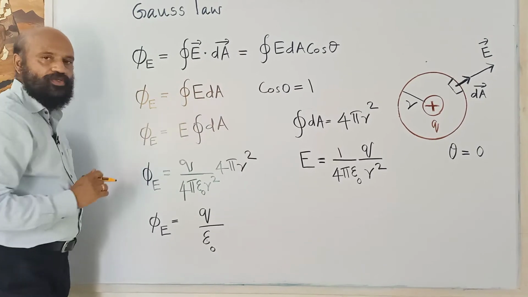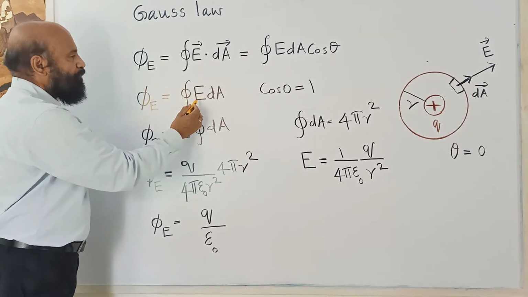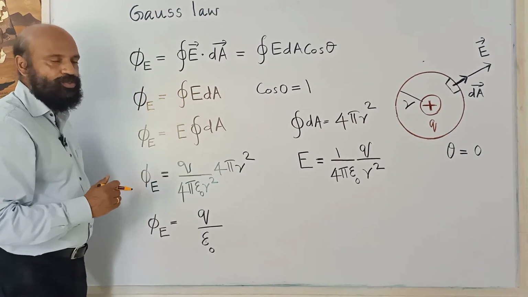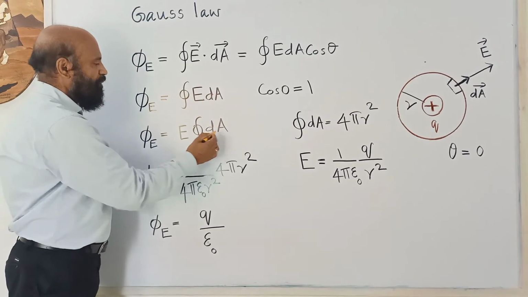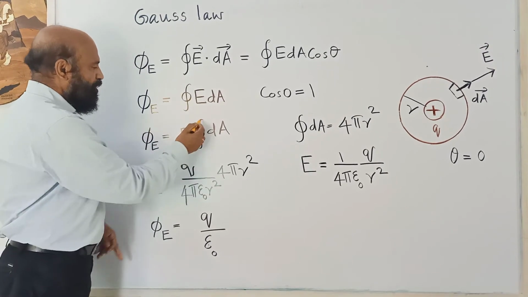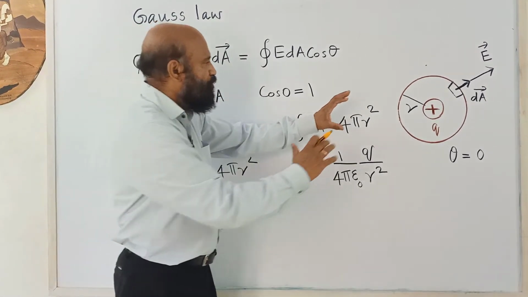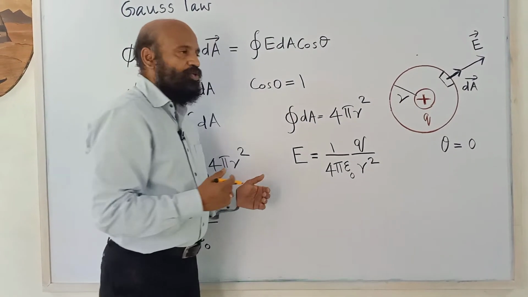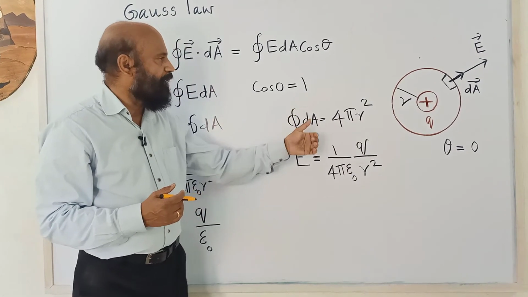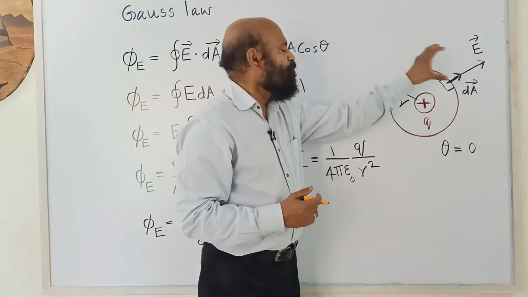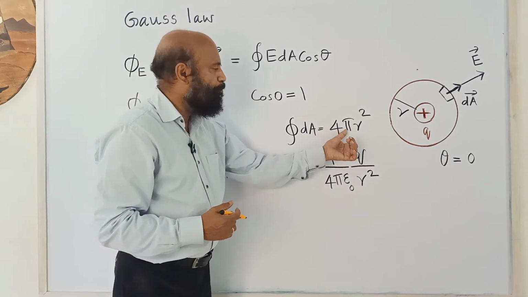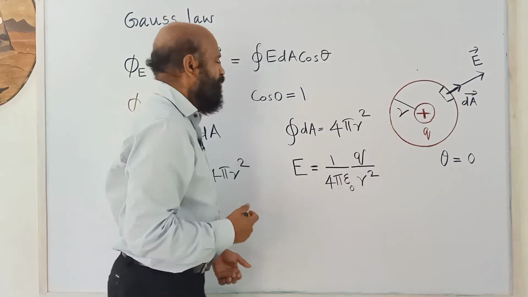is E into dA. Now E is uniform over this surface, so E can be taken outside, then integral of dA. Now we can substitute for this dA and this E, integral of dA. So integral of dA means this total surface area. So you know that surface area of a sphere is 4 pi r square, integral of dA. So this is dA. When we integrate total surface area of the sphere, that is 4 pi r square, where r is the radius of the sphere.